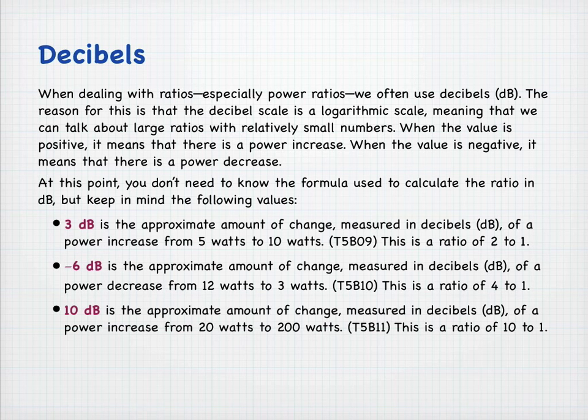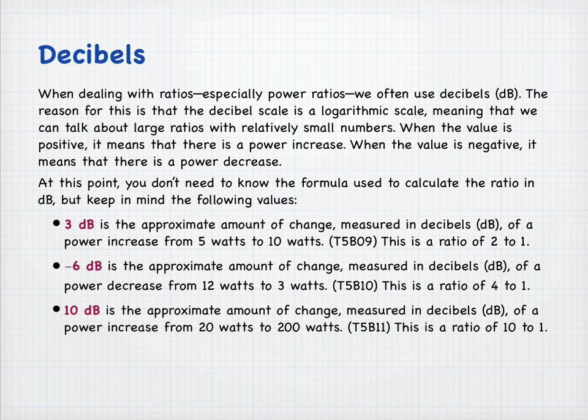Minus 6 dB is the approximate amount of change measured in decibels, dB, of a power decrease from 12 watts to 3 watts. 12 watts to 3 watts is a ratio of 4 to 1, and because it's a power decrease, the value is negative.